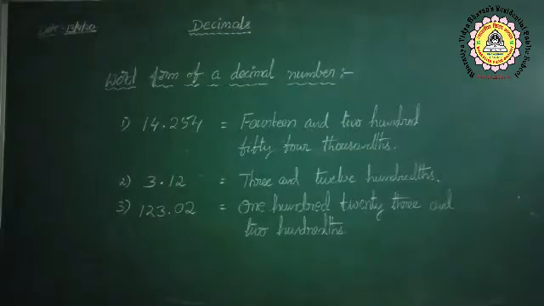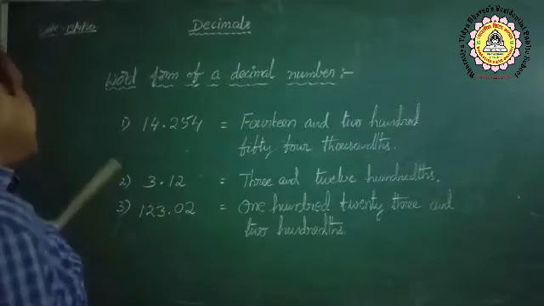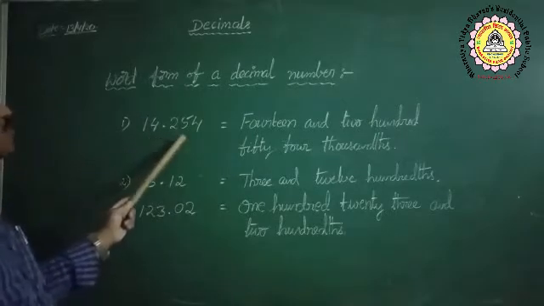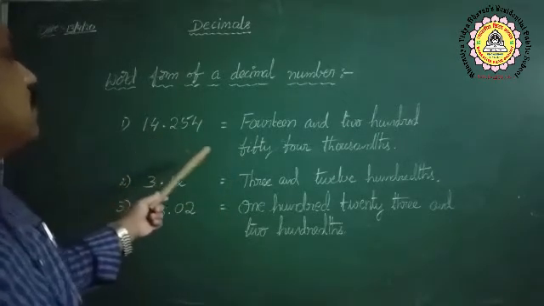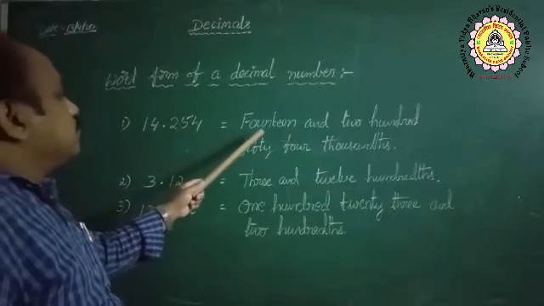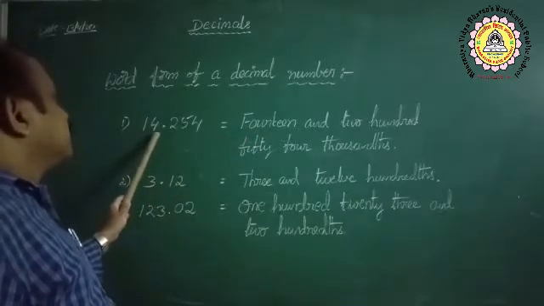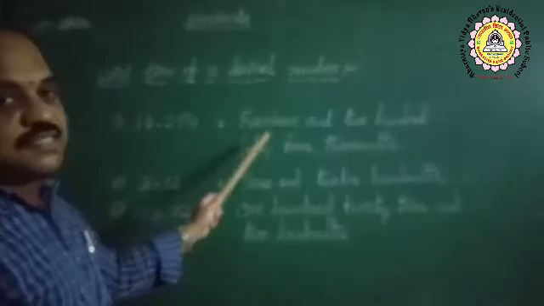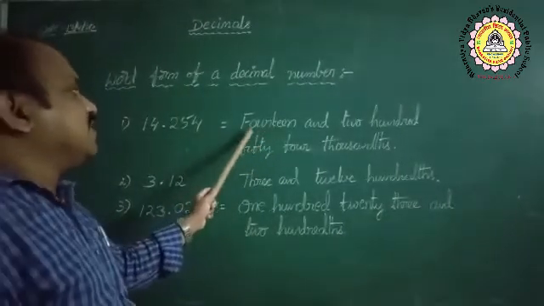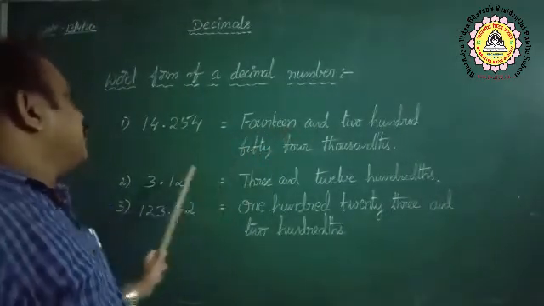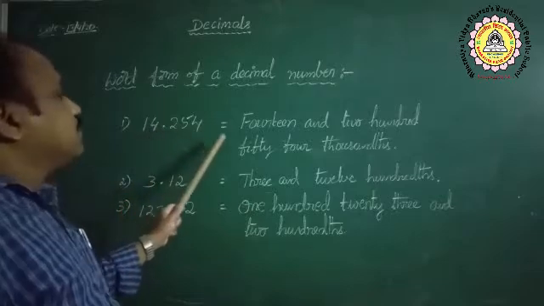Students, let us know how to write the word form of a decimal number. The first one I took here is 14.254. How to write this one? What is 14? It is the whole number part. We can write it as it is. 14 and point, after that 254 is there.